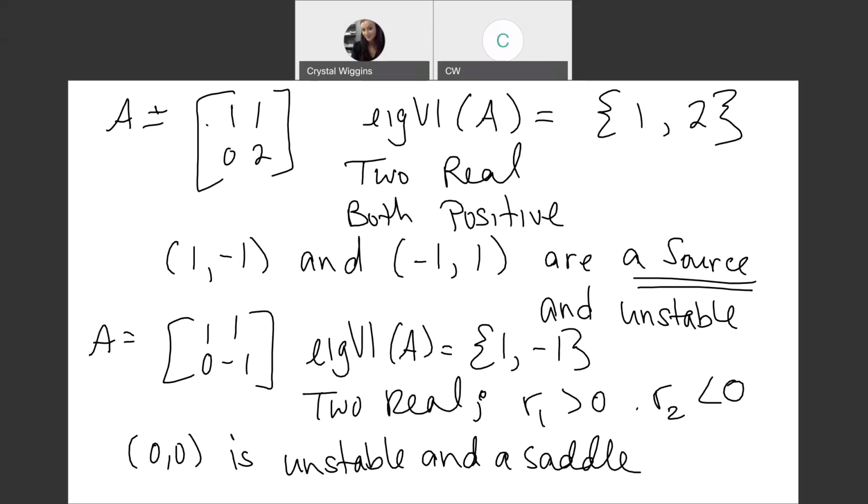And that's it. That is taking nonlinear systems using a Jacobian matrix in order to find the eigenvalues to determine stability of those fixed points.